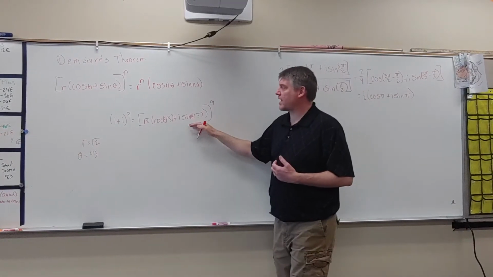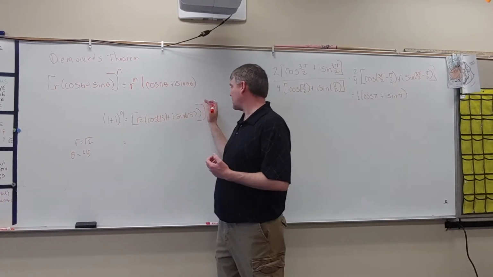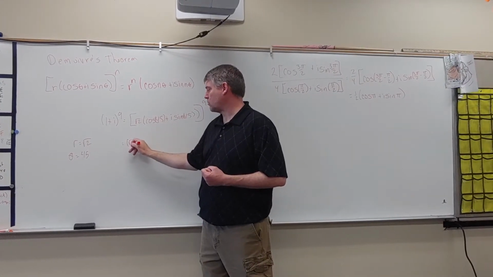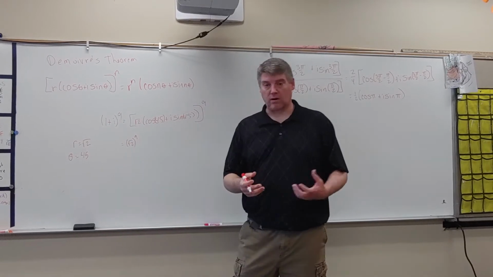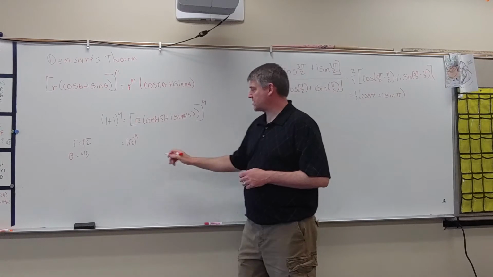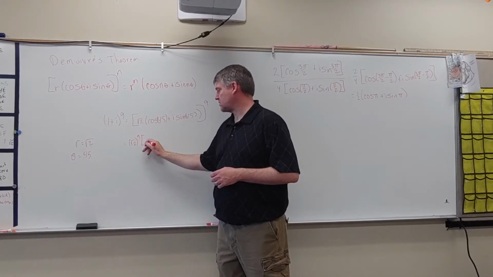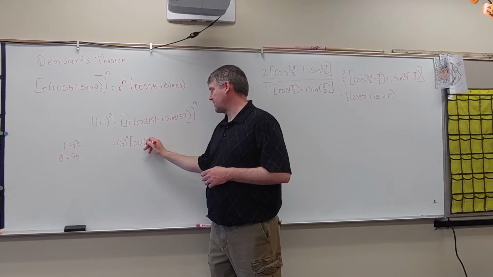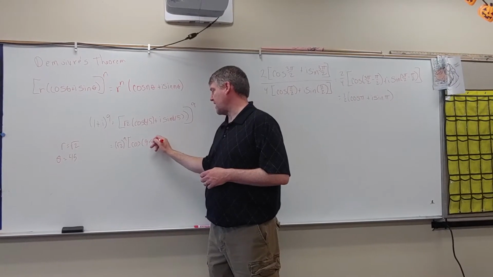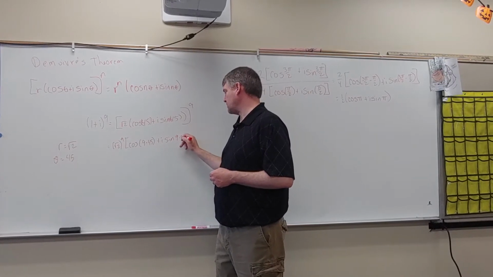Now looking back at de Moivre's theorem here, I'm going to take the square root of 2 and raise it to the 9th power. I'm now going to multiply my angles. So this becomes cosine of 9 times 45 plus i sine of 9 times 45.